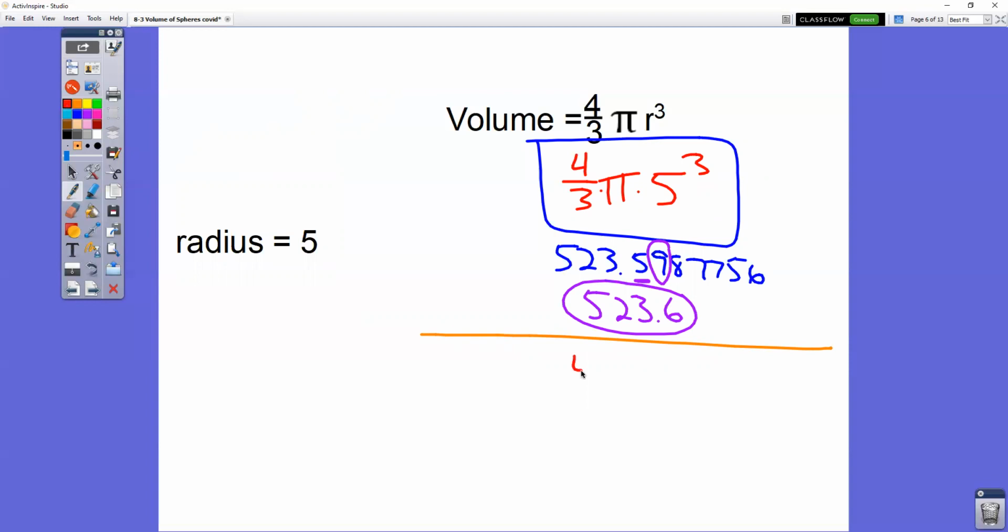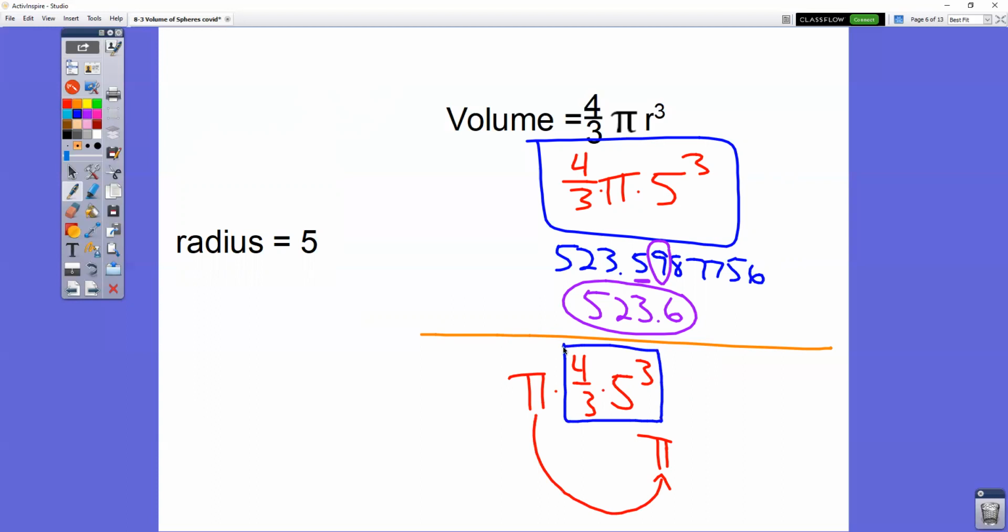When we take a look at leaving it in terms of pi, you have to type in everything except for the pi symbol. So 4/3 times 5 to the third power. Remember, all that we're going to do with our pi symbol is just stick it at the end of our answer. So all that you're typing into the calculator is 4/3 times 5 to the third power. You get 166.6 repeating, or 0.666666666666666. Remember, don't round when it says leave in terms of pi.